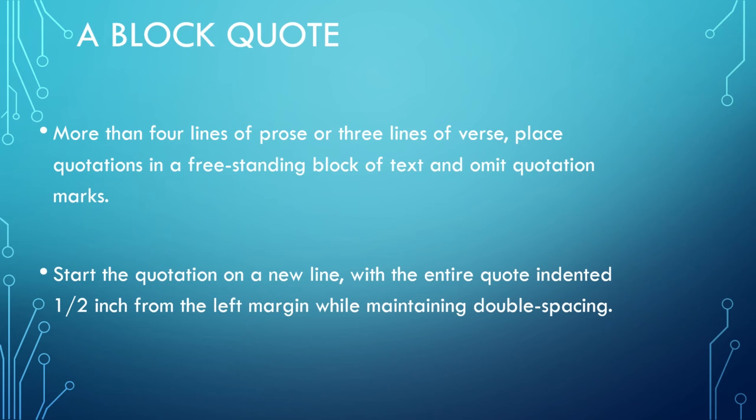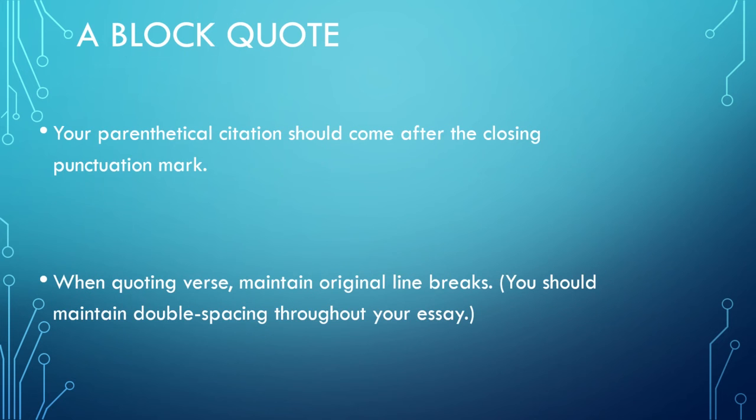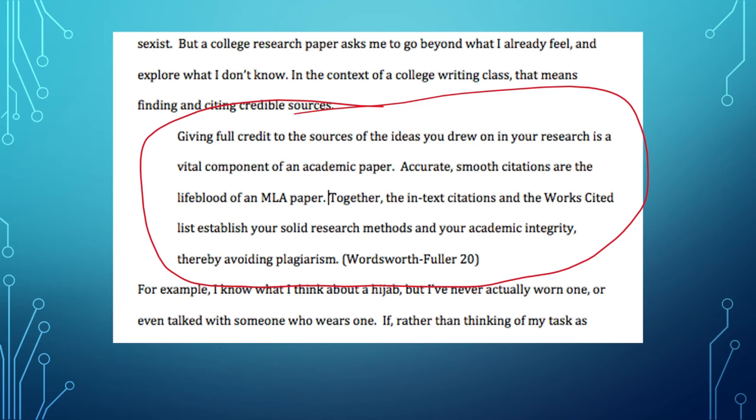When you're using a quote that makes up a large amount of text, for instance, 4 lines of prose and 3 lines of verse, the text needs to be laid out as a block quote. So you will hit enter, indent 1/2 inch with the spacebar, still double spaced, and with your in-text citations coming at the very end after the closing punctuation mark. So a block quote should look like this.